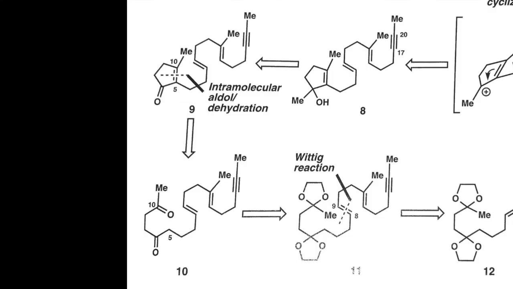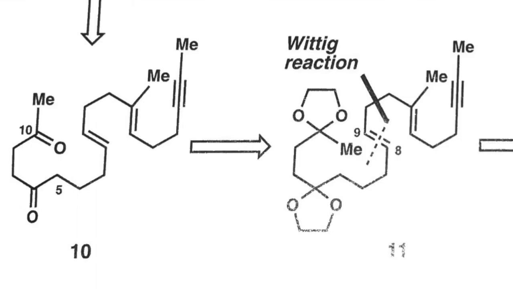Looking retrosynthetically from 9 to 10, we can see that this is also accomplished by an intramolecular aldol followed by a dehydration reaction. We take the carbon that is labeled number 5 in molecule 10 as the enolate to attack the carbon of the carbonyl that is labeled 10 in molecule 10 to give us our alpha-beta unsaturated ketone in molecule 9.